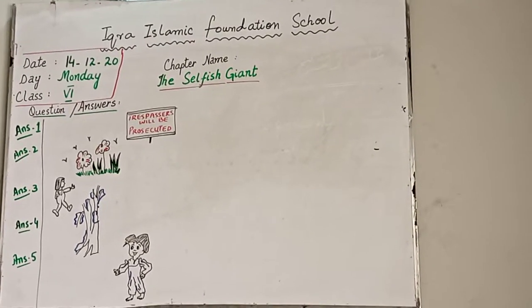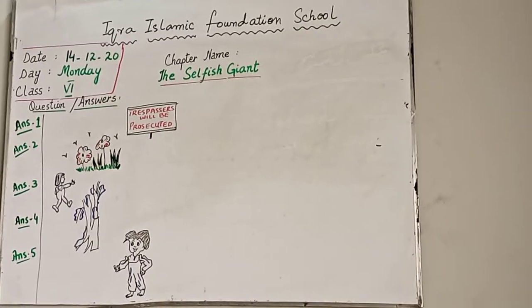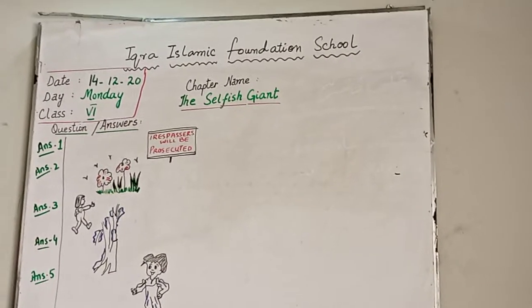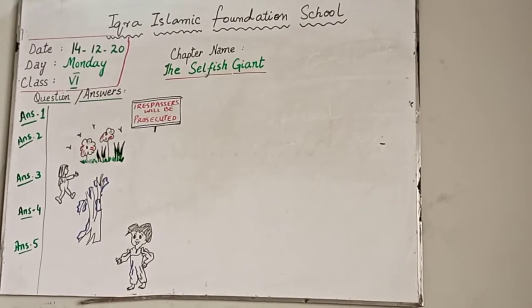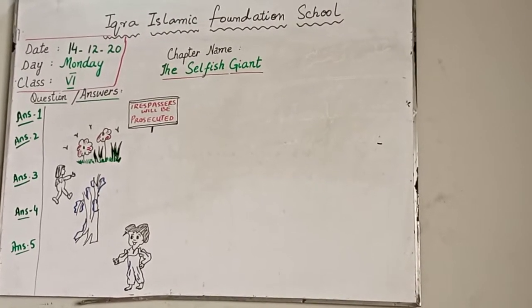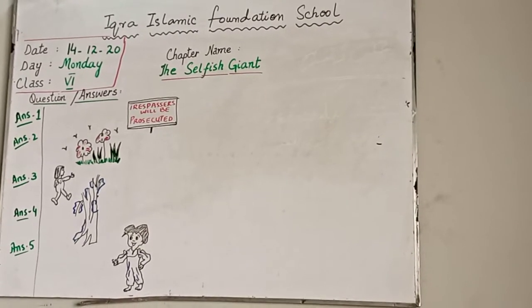In our previous class, we have explained the chapter The Selfish Giant. The explanation was done. I have thoroughly explained the chapter. Now in today's class, the question answers will be done. The question answers will be given at page number 58 in your Oxford books.